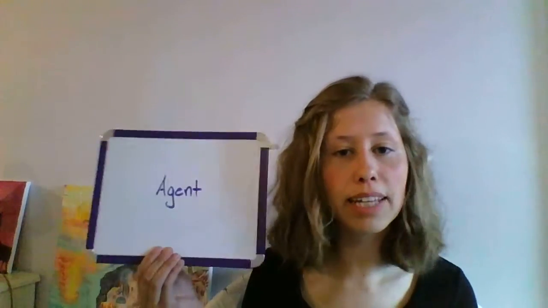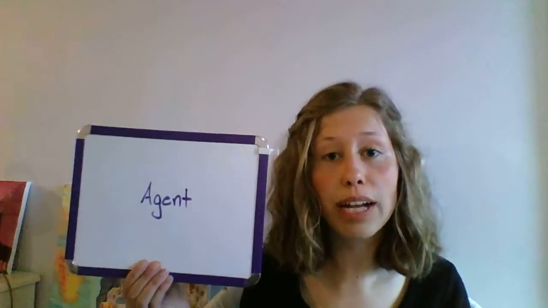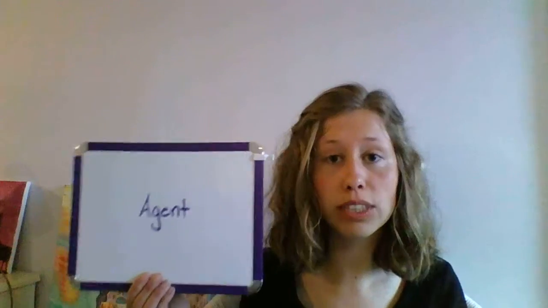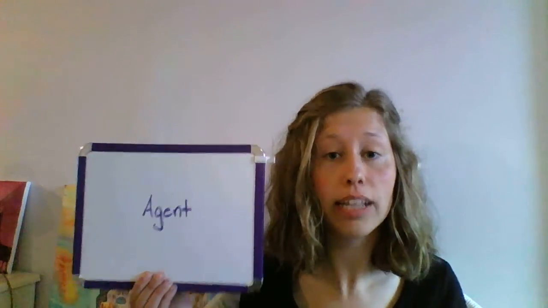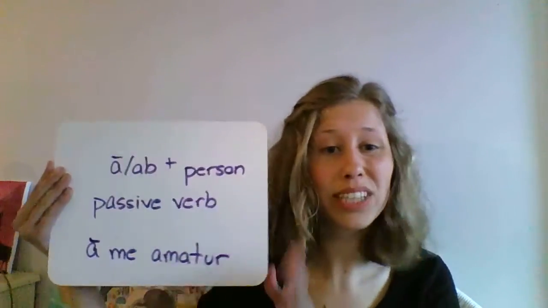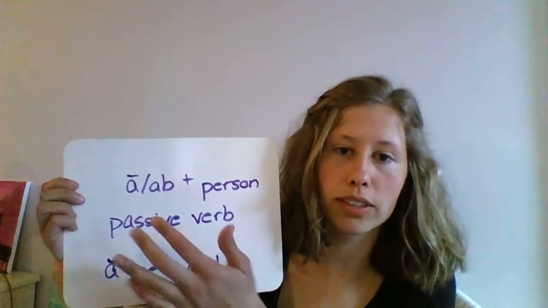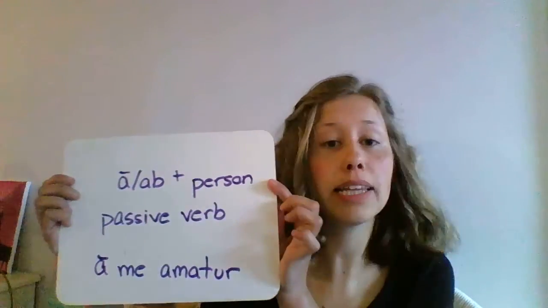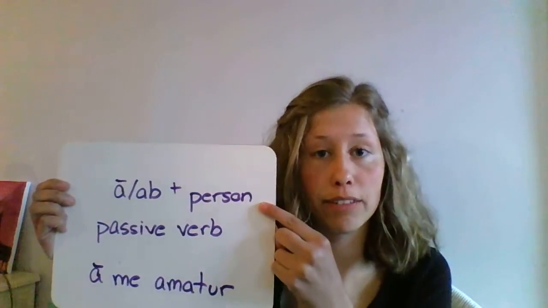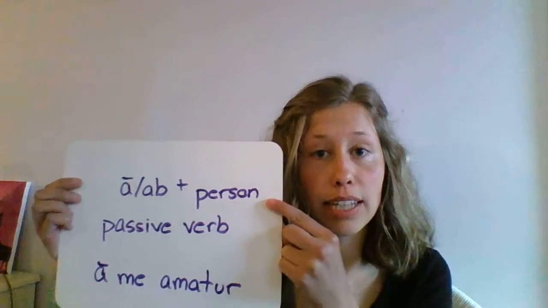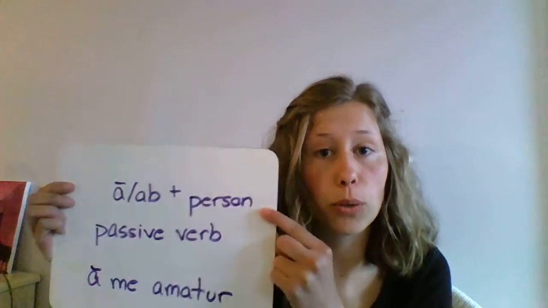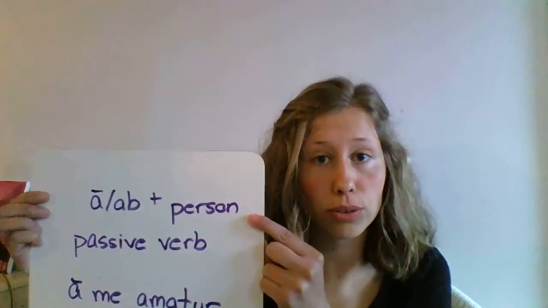Next we have the ablative of agent. So ablative of agent is another one that's really, really easy to identify. You should never get this one confused because it always looks the same. You always have a or ab, depending on whether the word starts with a vowel or not, and then a person in the ablative. So it's necessary that you remember that ablative of agent is always a person. It is an agent doing something.